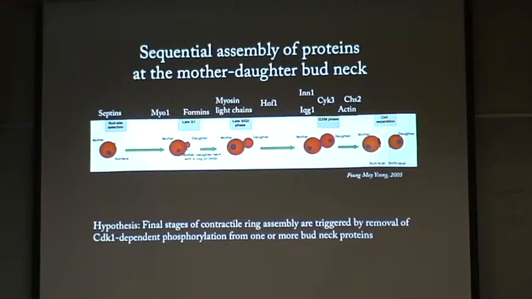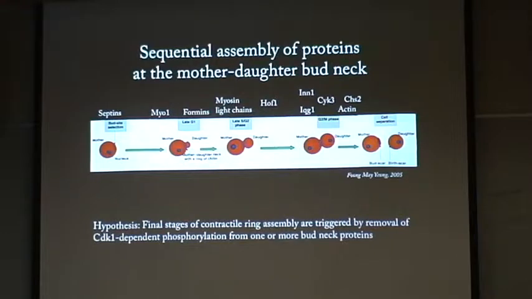Like I said before, the cell is a mess. Proteins, unlike in my little cartoon, they're not all different bright colors. They're all just kind of vaguely serum-y looking. And so you need a way to make one protein stand out from the rest. And we do this with fluorescence microscopy. You gotta make something fluorescent to see it.